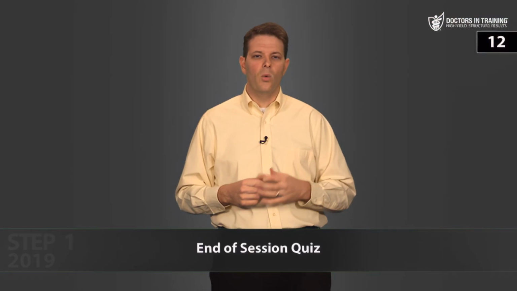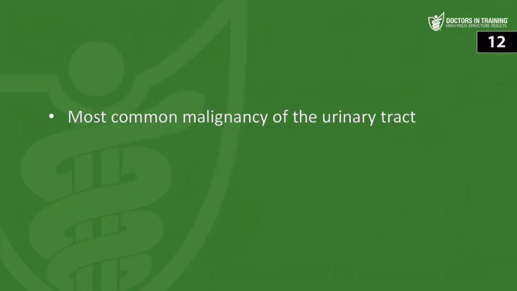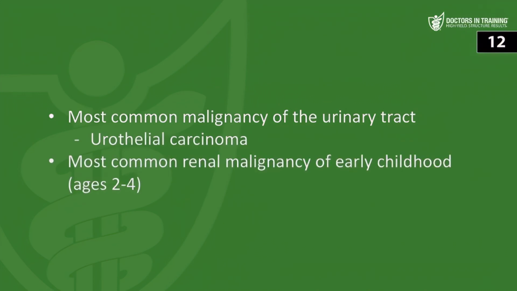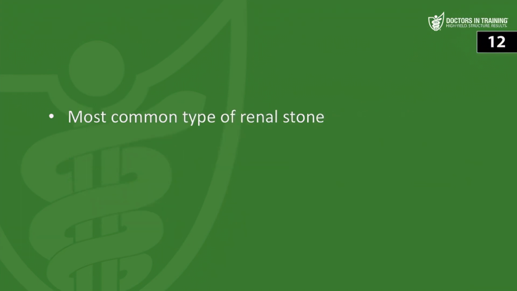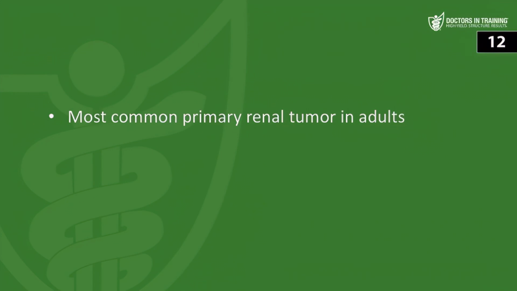The last question, what genitourinary tract pathology fits each of the following descriptions? The most common malignancy of the urinary tract is urothelial carcinoma. The most common renal malignancy of early childhood is Wilms tumor. The most common type of renal stone is calcium oxalate stones. The type of renal stone associated with Proteus mirabilis is struvite stones. And the most common primary renal tumor in adults is renal cell carcinoma.